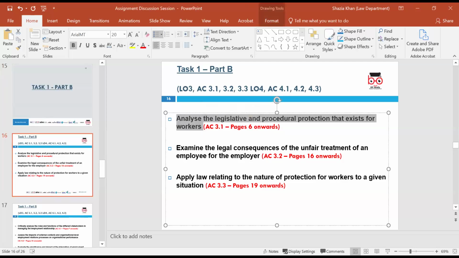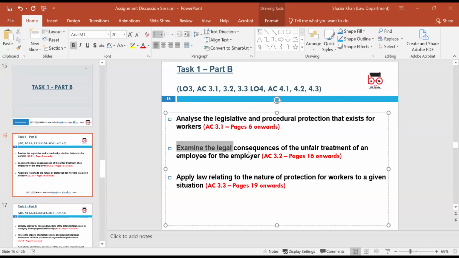So the first one on learning outcome 3 is to analyse the legislative procedural protection that exists for workers. Okay, and you need to look at 3.1 in that and pages 6 onwards on learning outcome 3. So you need to look at the regulation of arbitration, trade unions and things like that in regards to it, why there's need for them, how they work, and things like that.